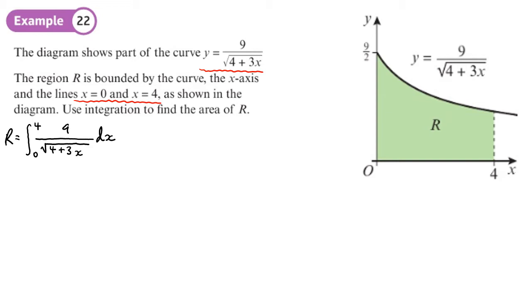If I bring the bottom to the top and write it to the power half, it will become 9 times this to the power negative a half, which I can use the reverse chain rule for, because this bit in the bracket is linear. If it wasn't linear, if it had like 3x squared or something like that, I would have to use a different method. Okay, so that becomes the integral from 0 to 4 of 9 times (4 plus 3x) to the power negative a half dx.